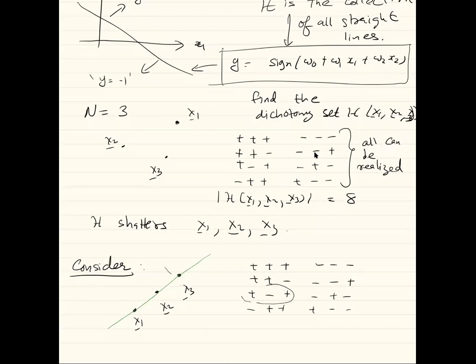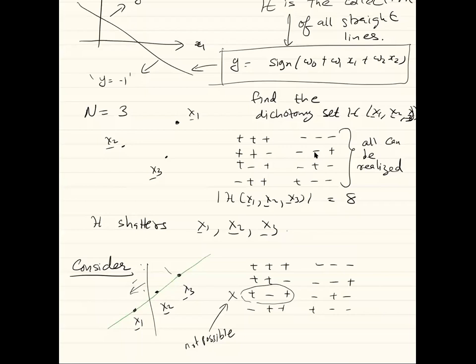This is one that is not possible actually, because you cannot draw a line such that you can have plus here and then minus at x2 and plus at x3. So this is not possible. Is minus plus plus possible? Yeah, sure. A line like this will make minus here and plus here, makes it work.